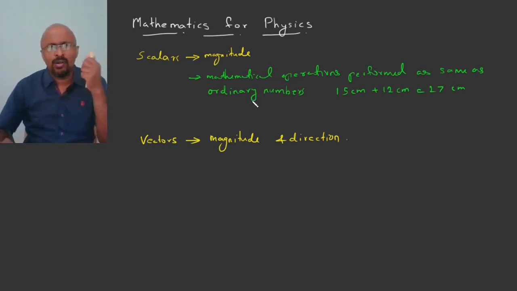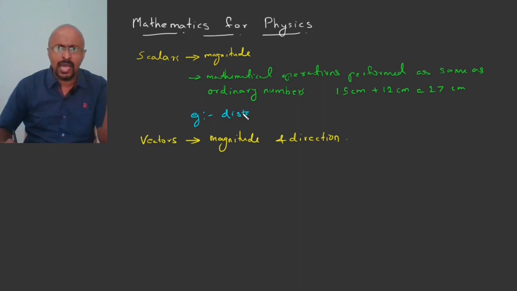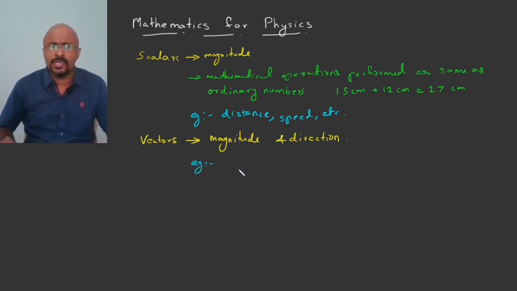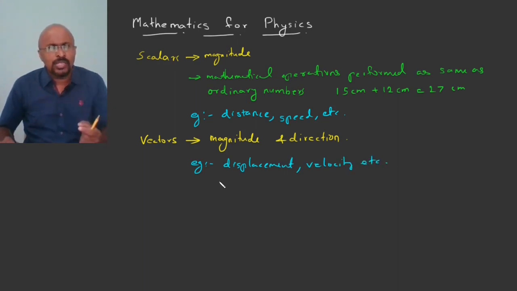We already studied about scalars in our previous classes. Some other examples are distance, speed, etc. And what about vectors? Vectors have both magnitude and direction. Examples of vectors we know are displacement, velocity, etc. Now the question is whether we can perform the mathematical operations like addition, subtraction, multiplication, division the same as for ordinary numbers in vectors also. No, it is not possible.